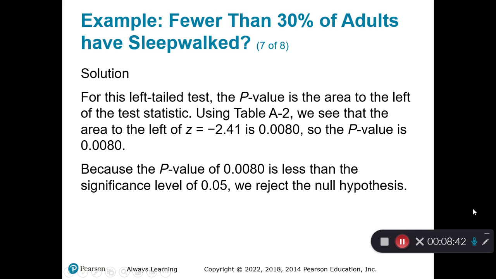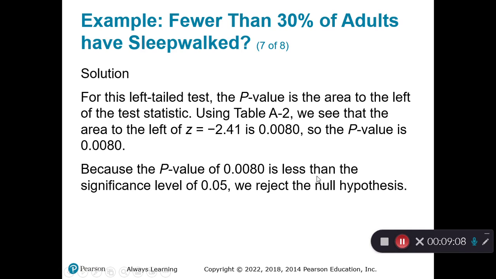So we get a negative test statistic z, negative 2.41. Because this is a left-tailed test, the p-value is going to be the area to the left of that test statistic in that left-hand tail. Using table A2, we simply have to look up this z-score and find that the area to its left is equal to 0.008. So that then becomes our p-value, 0.008.